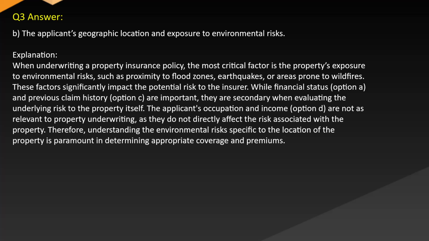Explanation. When underwriting a property insurance policy, the most critical factor is the property's exposure to environmental risks, such as proximity to flood zones, earthquakes, or areas prone to wildfires. These factors significantly impact the potential risk to the insurer, while financial status, option A, and previous claim history, option C, are secondary when evaluating the underlying risk to the property itself. The applicant's occupation and income, option D, are not as relevant to property underwriting as they do not directly affect the risk associated with the property. Therefore, understanding the environmental risk specific to the location of the property is paramount in determining appropriate coverage and premiums.